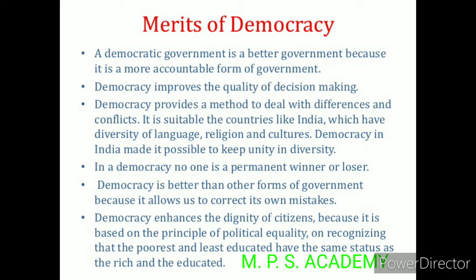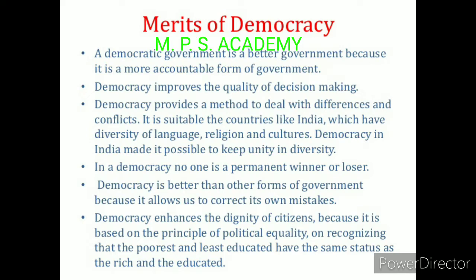Okay. The third point is democracy provides a method to deal with differences and conflicts. It is suitable for countries like India, which have diversity of language, religions, and culture. Democracy in India made it possible to keep unity in diversity. In a democracy, no one is a permanent winner or a permanent loser. Democracy is better than other forms of government because it allows us to correct its own mistakes.